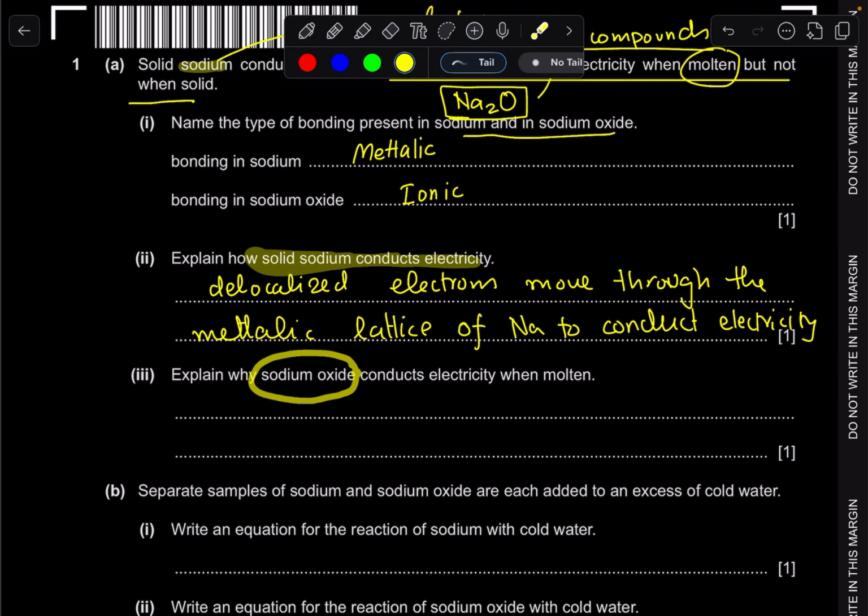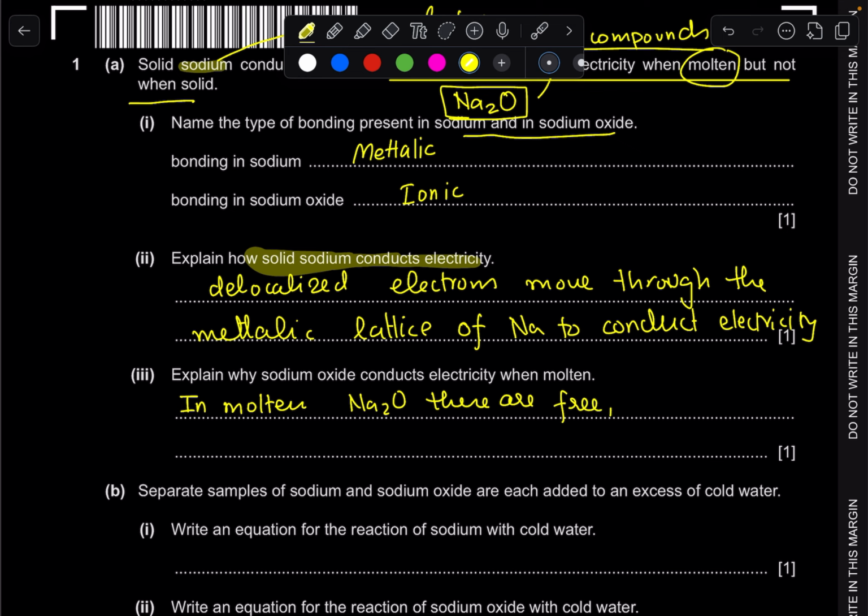Explain why sodium oxide conducts electricity when molten. So simply, in molten Na2O, there are free mobile ions that can move through the liquid. Okay, words are important. That can move through the liquid to conduct electricity.